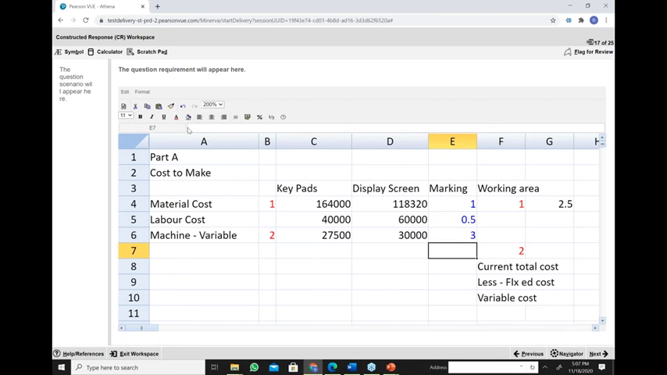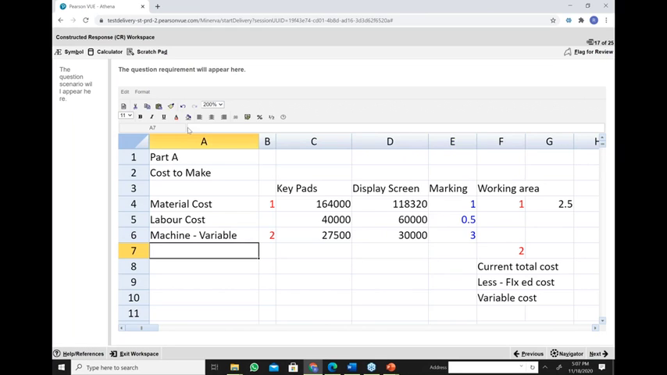Tell me, out of 8, how many marks have you secured up till now? 4.5. What do you think? Have you passed in this question? Yes, you have passed in this question. Yeah, exactly. Okay.